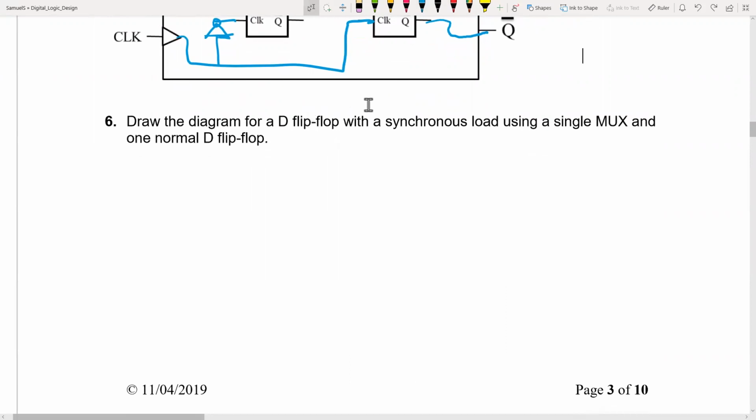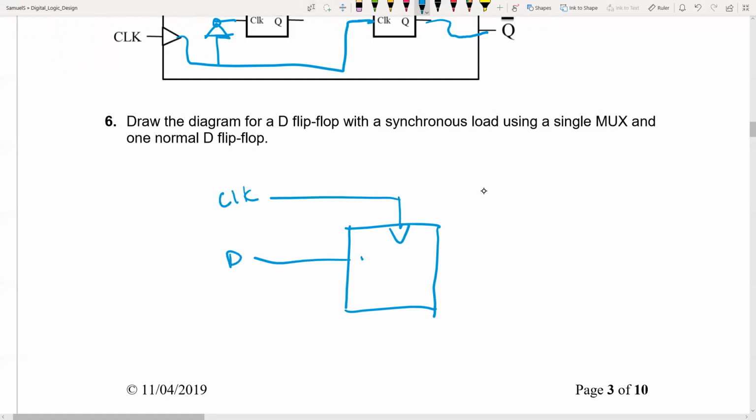So this says we want a synchronous load and we want to use a single mux and a normal D flip-flop. So here's the normal D flip-flop, which again you saw. And again, the key symbol that differentiates it from a latch is that it has a triangle. So let's draw on the triangle. There's the clock input. And then here's the D input. Here's the Q output. This is the normal D flip-flop. Do you agree? Yep. Okay.